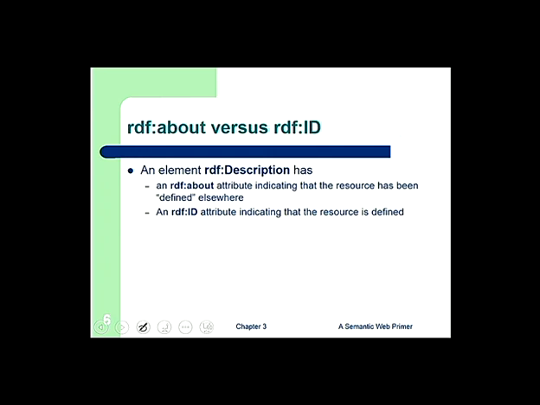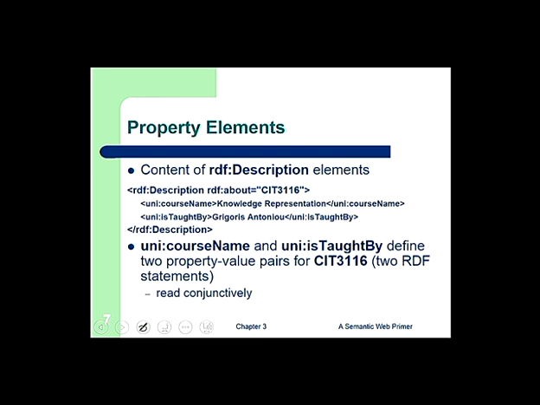Now in an RDF description, there are two ways of referring to resources, which we discussed in the last lecture also. If we are referring to an existing resource, we can use it by rdf:about, or we can create a new resource by using rdf:ID. Now, the content of RDF descriptions are the properties. So this is a description, okay. I'm making a description about this resource, and inside this I have these two tags, they are the properties.